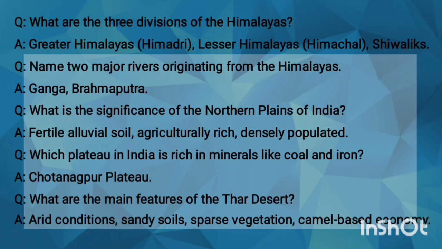The three divisions of the Himalayas are Greater Himalaya, Lesser Himalaya, and Shivalik. Next one is name two major rivers originating from the Himalayas. The Ganga and Brahmaputra are two major rivers originating from the Himalayas.